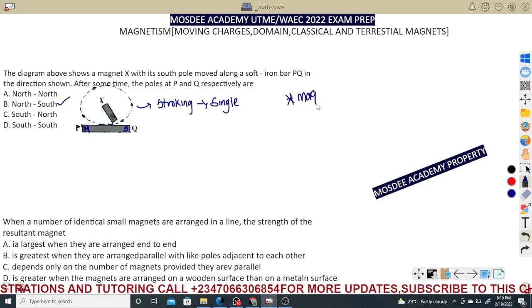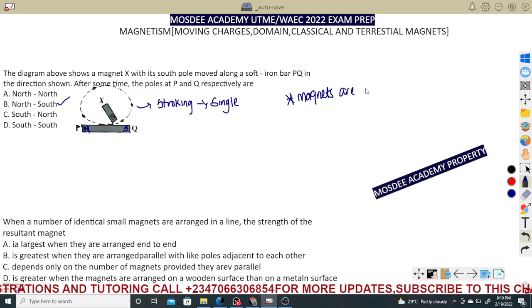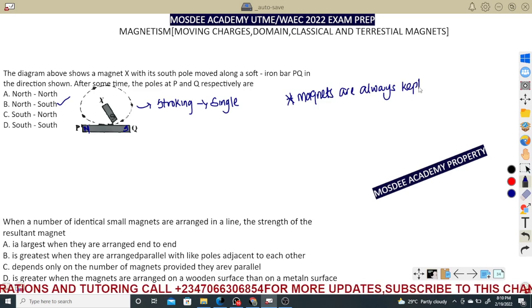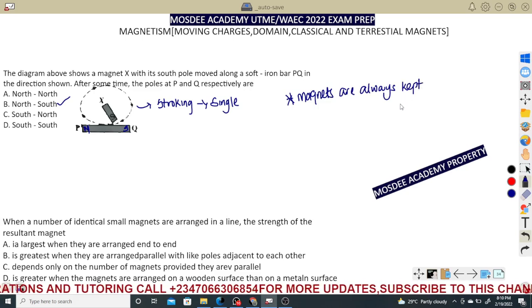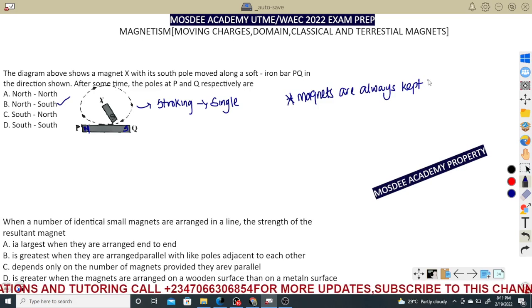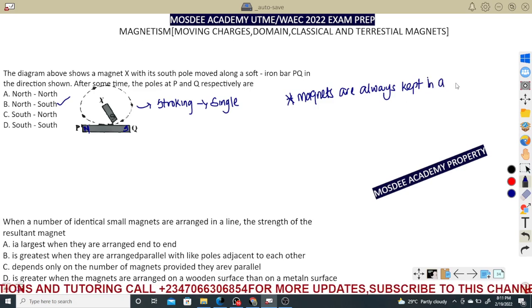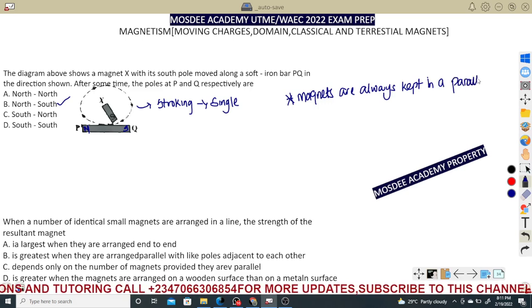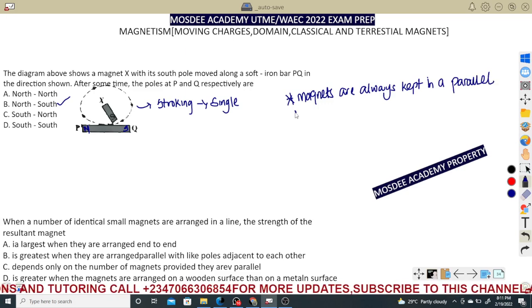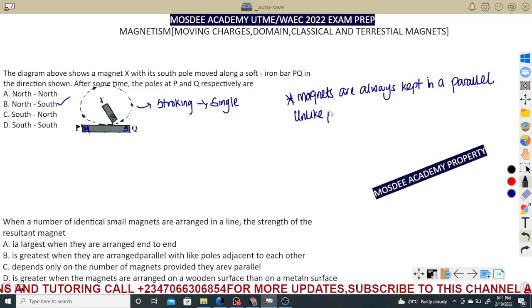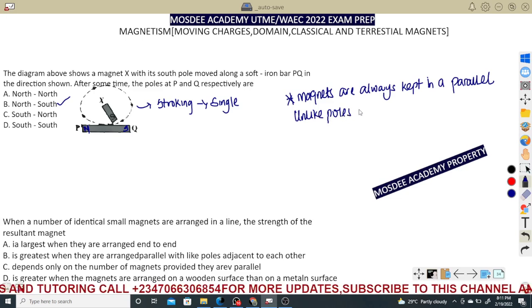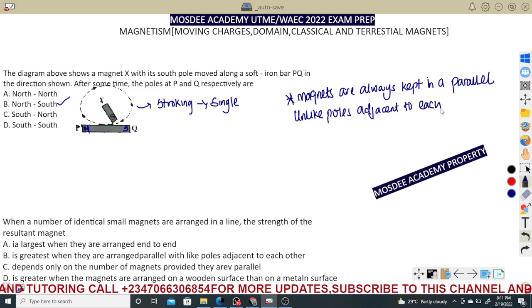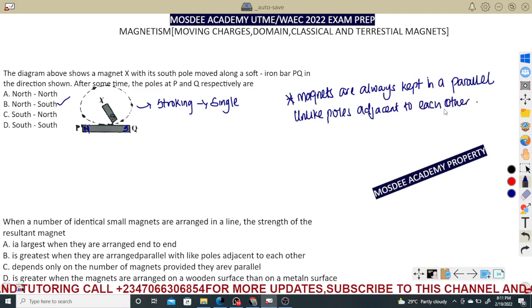Magnets are always kept in a parallel arrangement, with unlike poles adjacent to each other. So that is the way we keep magnets.